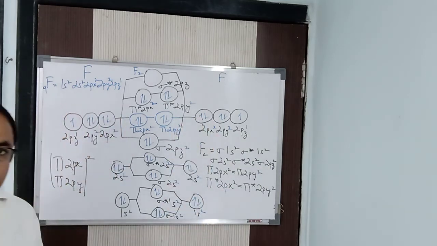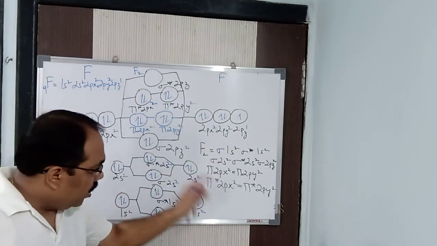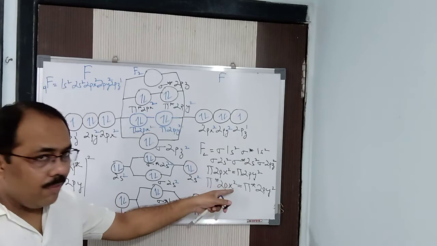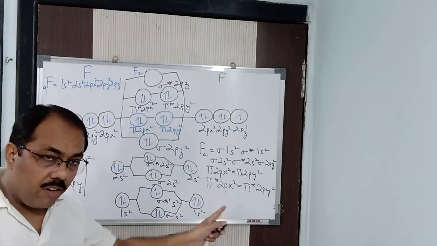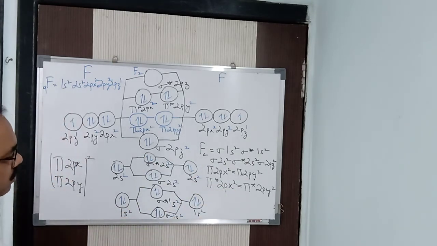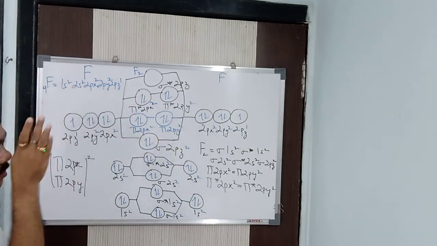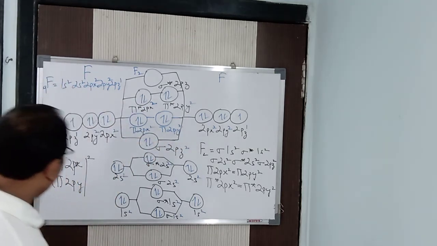This is the electronic configuration for the molecule. The equal to sign is understood. Why? Because they lie in the same energy level. Degenerate. Got it? So this is the electronic configuration of the molecule. Just look at it and write it down. Finished. Now after this, what can we come to know?